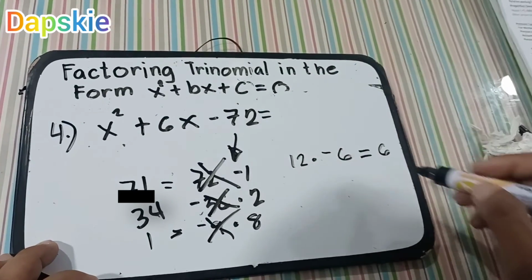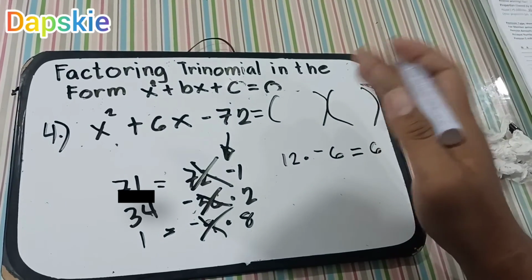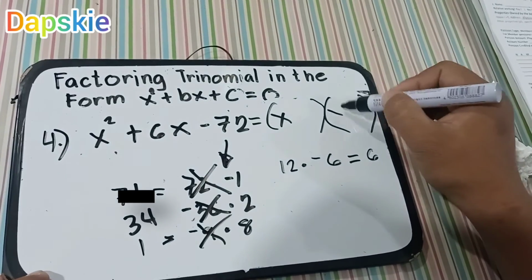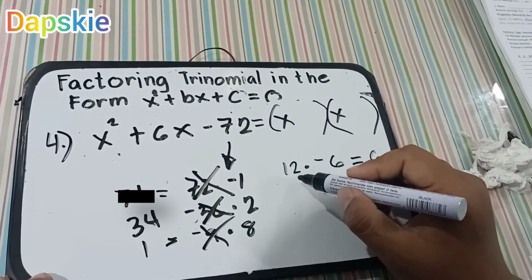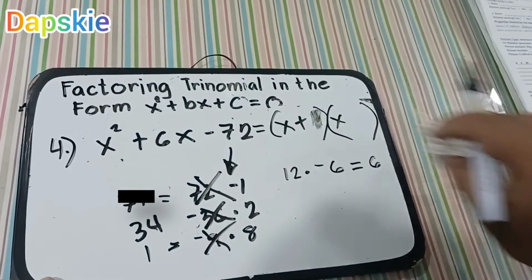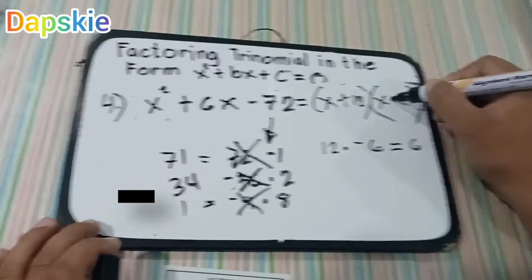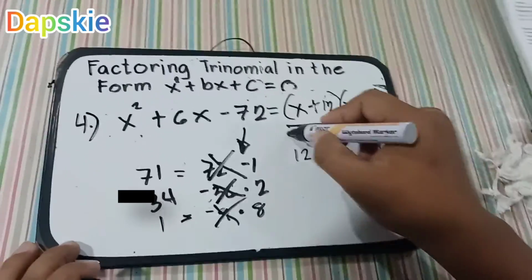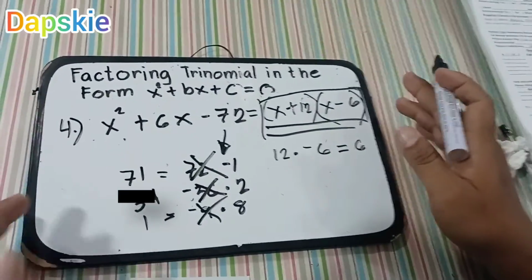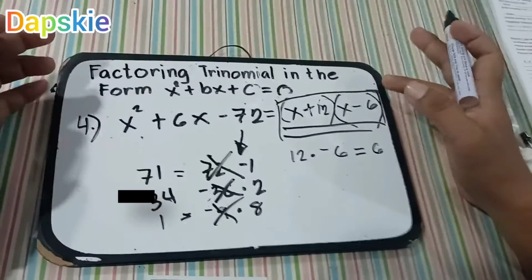Now we make the two parentheses, same as what we did a while ago. x, because of x squared, and copy the positive 12 and negative 6. Now we conclude that this is the final factor of this trinomial equation.